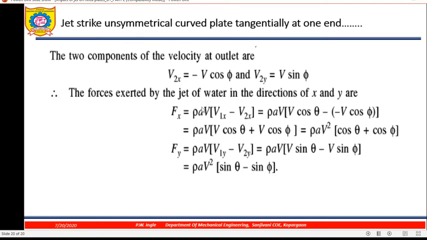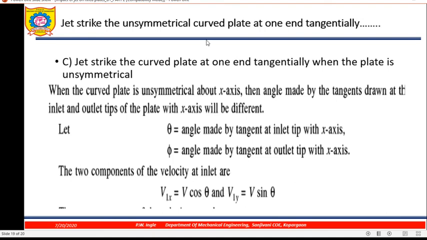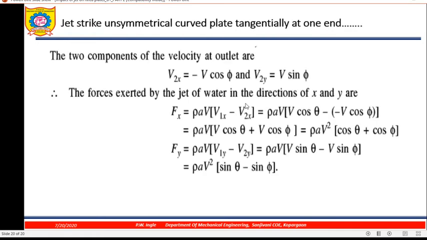By applying the impulse momentum principle to calculate the force exerted by the jet of water, that is Fx and Fy: Fx equals mass per second times (initial velocity minus final velocity). So it is rho a v times (v1x minus v2x), equal to rho a v times (v cos theta minus (minus v cos phi)). Why theta and phi? Because the plate is unsymmetrical. This is the jet striking the unsymmetrical curved plate at one end tangentially. Therefore Fx equals rho a v times (v cos theta plus v cos phi), equal to rho a v square times (cos theta plus cos phi).